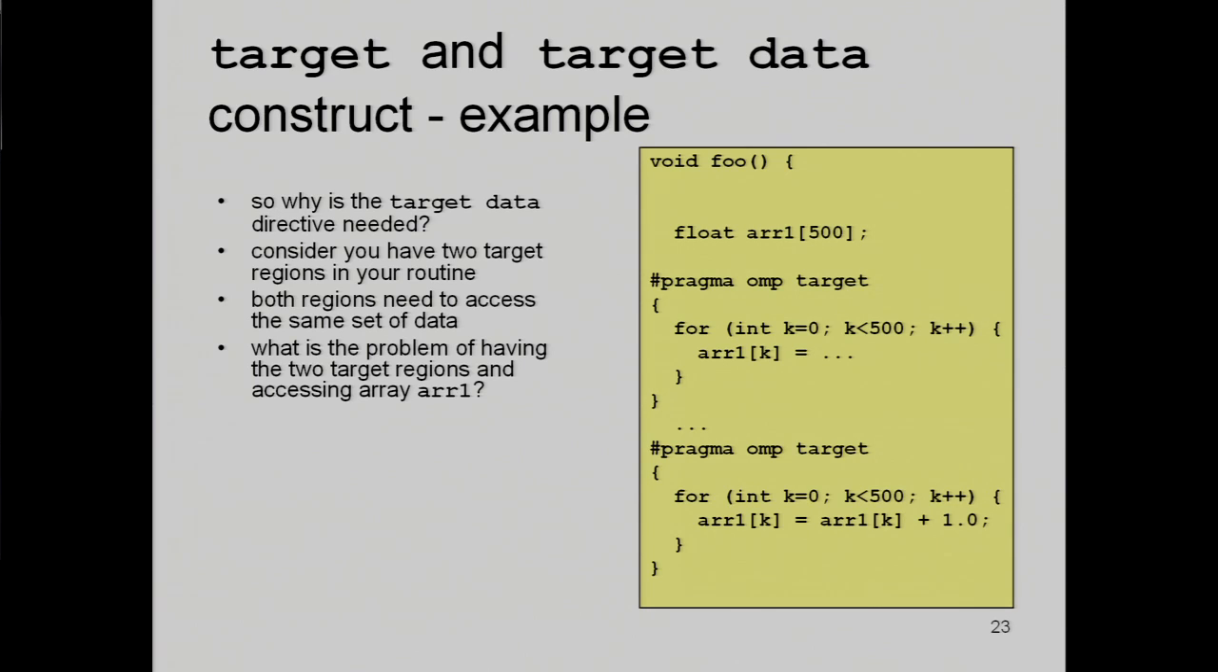Here you are seeing AR1 being mapped in and then mapped out. And later on, maybe a short time later, you want to use that data again, so you need to map it into the target device again. But assume that in between, I'm not touching AR1. That means the map out here and the map in here are a little bit redundant, right? Because the data residing on the target device already has what I want, so the second target region can reuse that data.